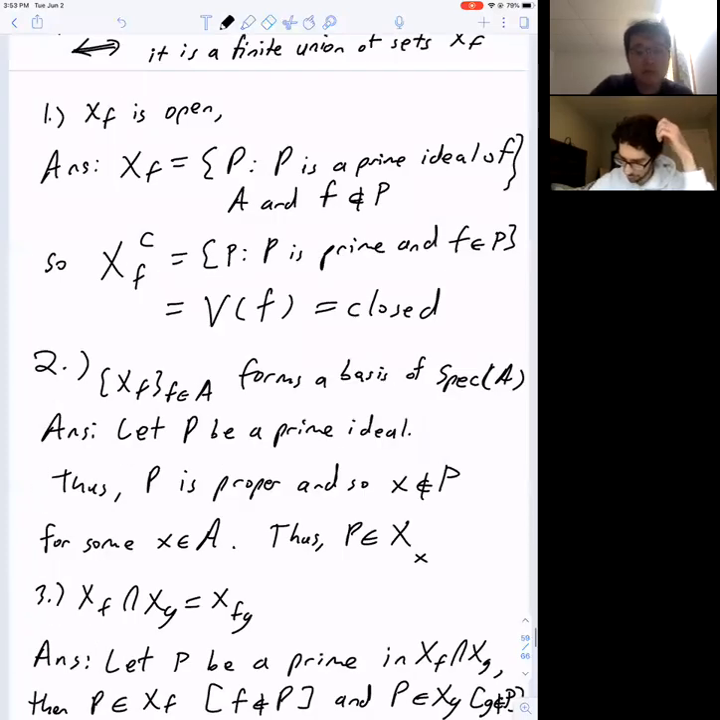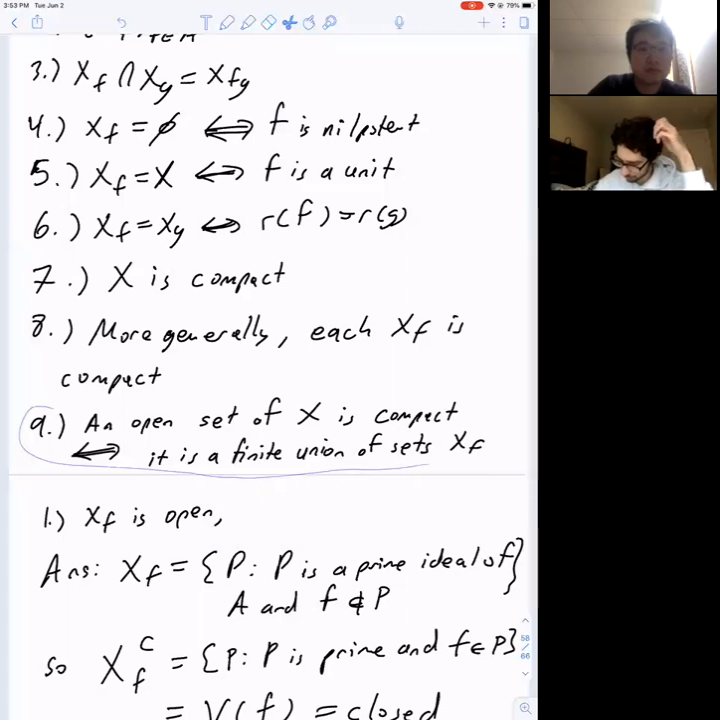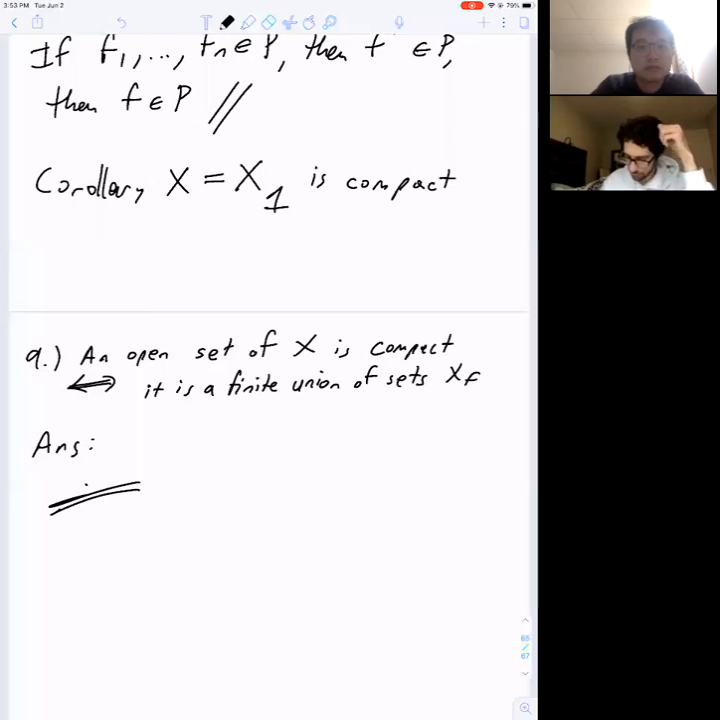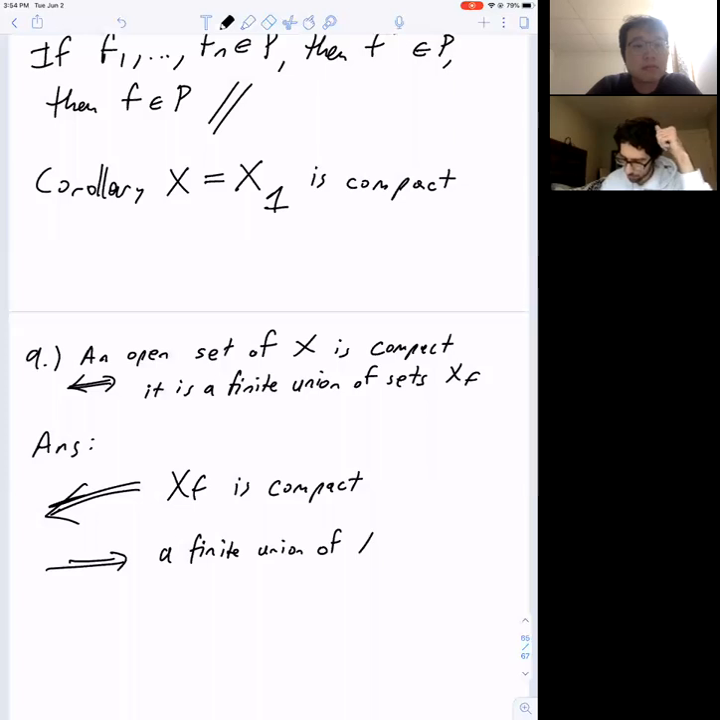Number 8, we already proved. Number 9, an open set of X is compact if and only if it is a finite union of sets of the form X_F. So let's go this way. If it is a finite union of such sets X_F, each X_F is compact. And so that means a finite union of them is also compact, just from basic topology. And so that proves one direction.